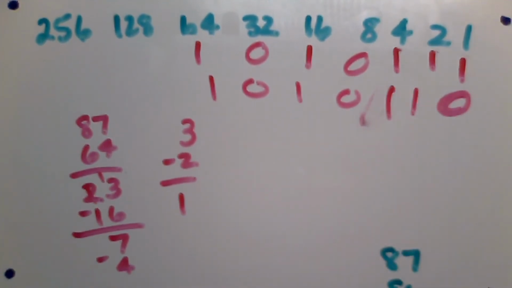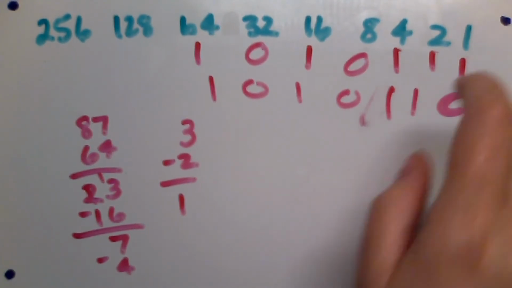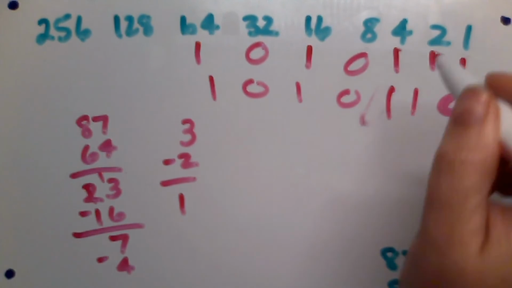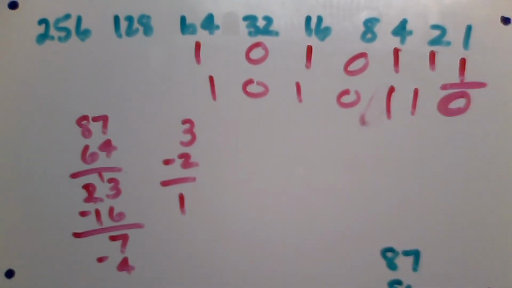Including that last 0. Right? So just some things to keep in mind. If it's an odd number, odds are always going to have this 1 in the ones place.